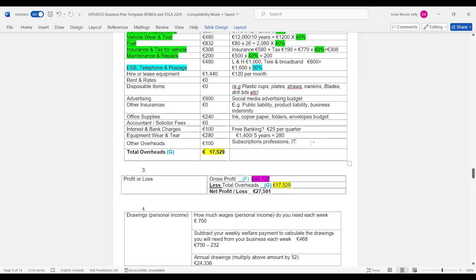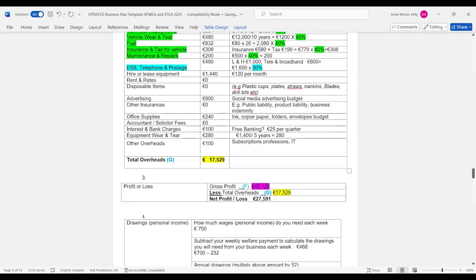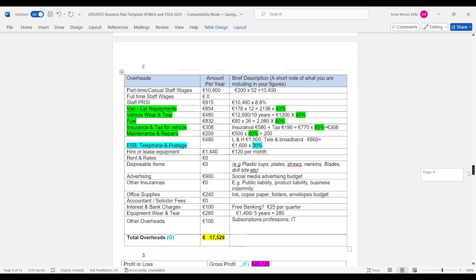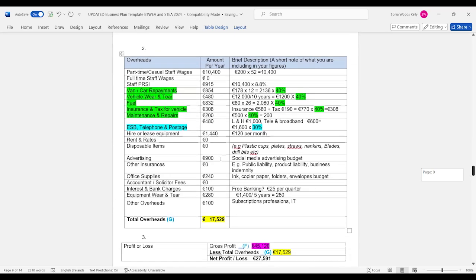And remember, these columns here can be expandable by scrolling down, and you can put in as much writing there as you need to. So the next step, once you've itemized all your overheads or costs for the year, your predicted costs, add them all up and they come to 17,529.